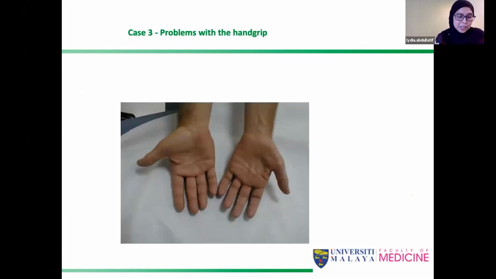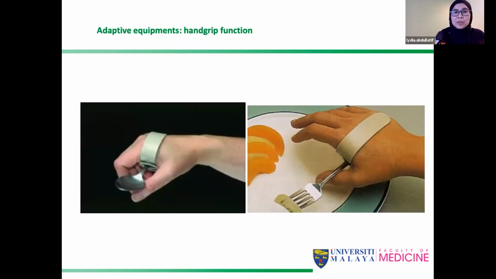Okay, next patient, as you can see, patient with involvement of the left hand. You can see the wasting of the intrinsic muscles of the hand. That means all the little muscles of the hand. You can see the thenar, the hypothenar, right? Compared to the right side, this is the wasting. Okay, so then this patient, they will have problem with hand grip.